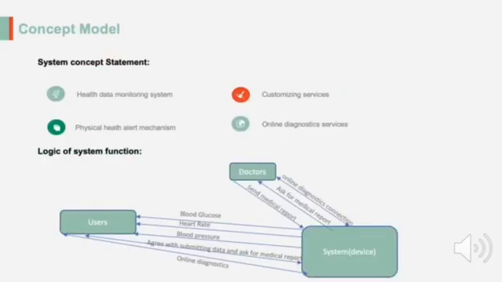Initially, the solution is a health data monitoring system. Users have the ability to customize what services they want to get. And when the data reaches the threshold, it will trigger the alarm system. Also, the system will provide an online diagnosis service. The logic of the system function has been described in this figure.